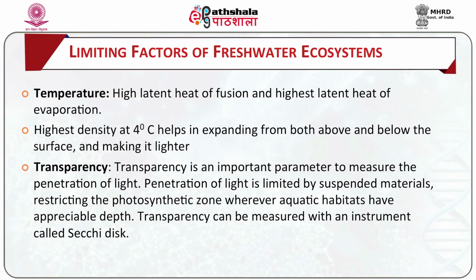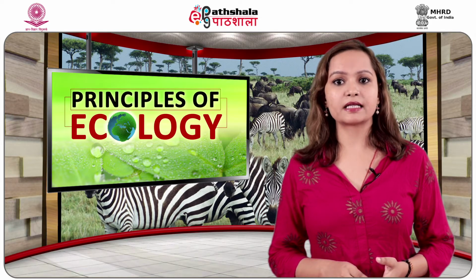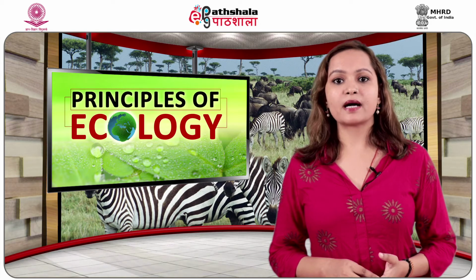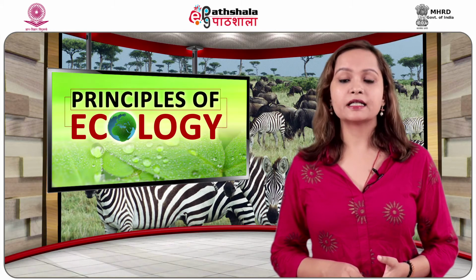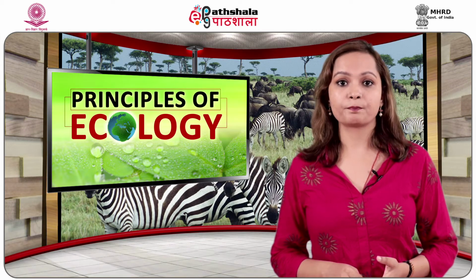Transparency. Transparency is an important parameter to measure the penetration of light. Penetration of light is limited by suspended materials, restricting the photosynthetic zone where aquatic habitats have appreciable depth. Turbidity is caused either by clay and silt particles or by excretory products of living organisms. Turbidity caused by suspended clay and silt particles is considered an important limiting factor. On the other hand, turbidity caused by living organisms is a measurement of the productivity of the water body.